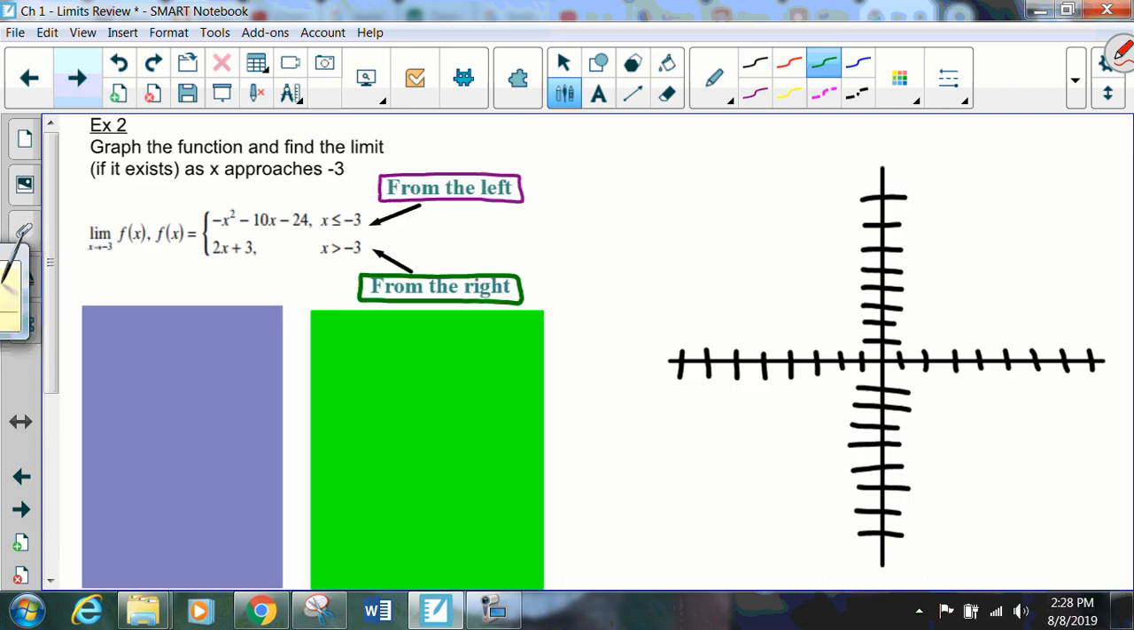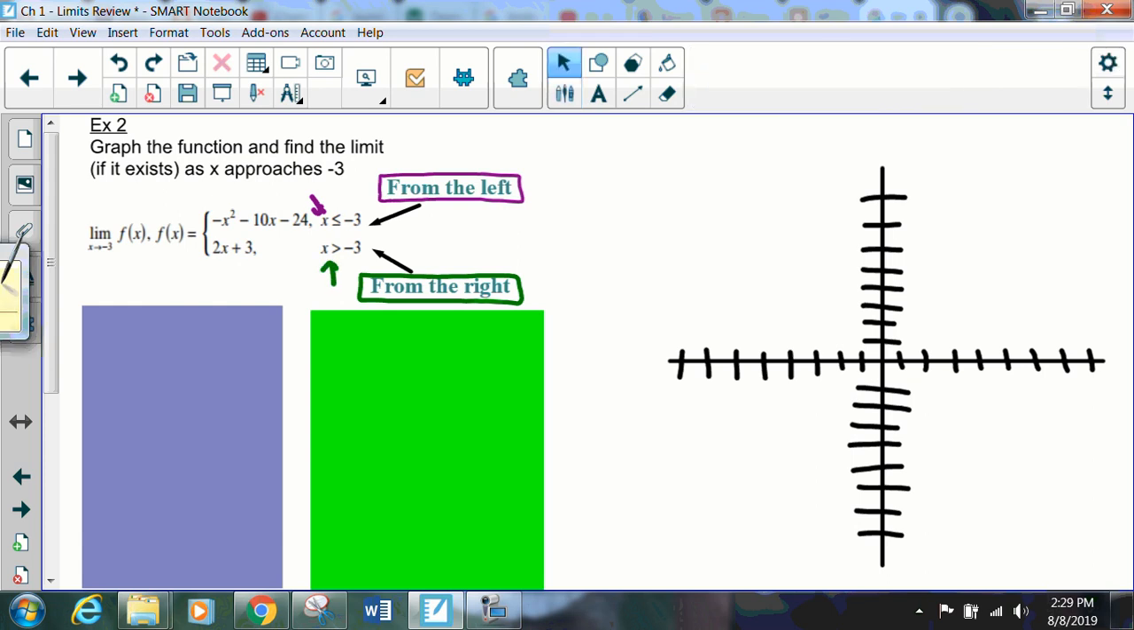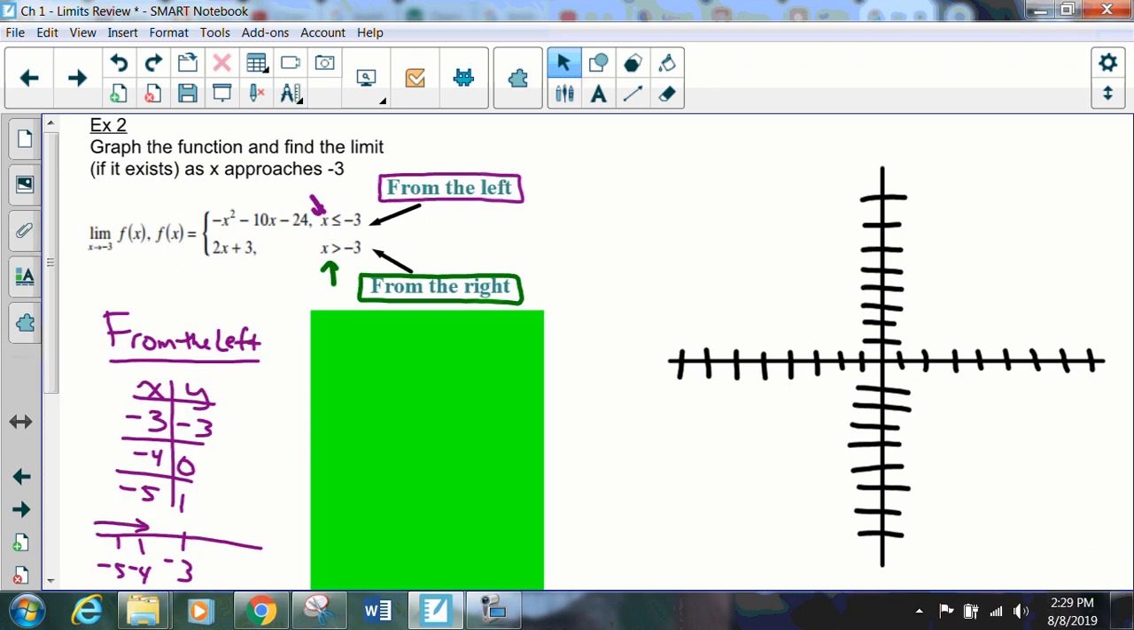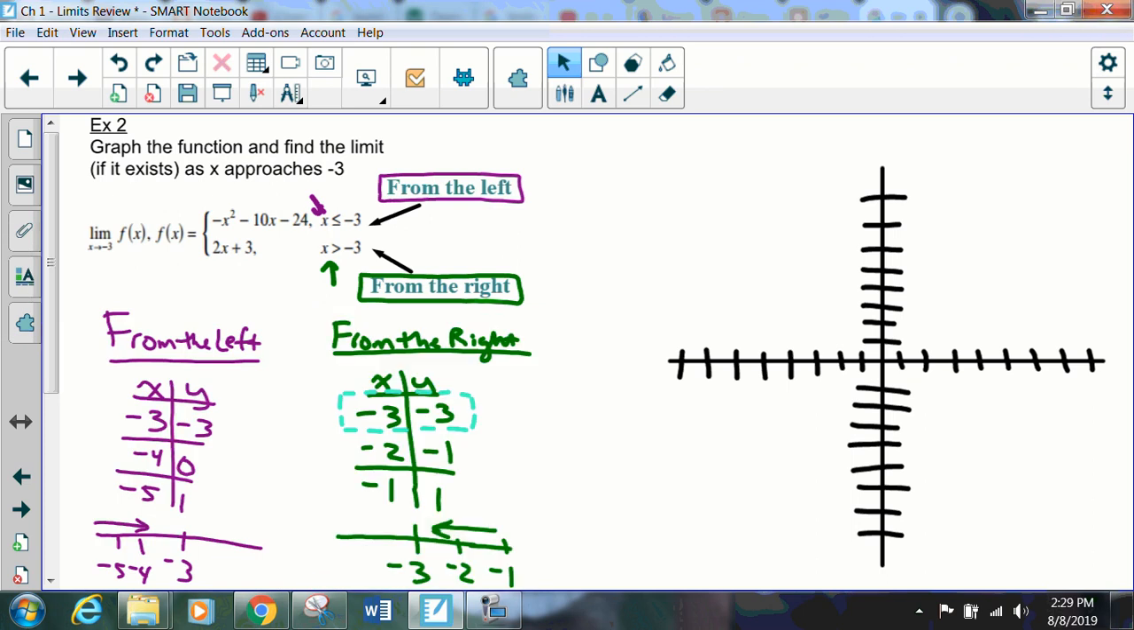All right, piecewise function. This first part, I wrote in from the left, because when we're looking at x is less than or equal to something, we're coming from the left. And this second part, as we're looking at x is greater than -3, means we're coming from the right. So what I did real quickly, and you can pause this if you need to, is I made a table from the left and a table from the right.